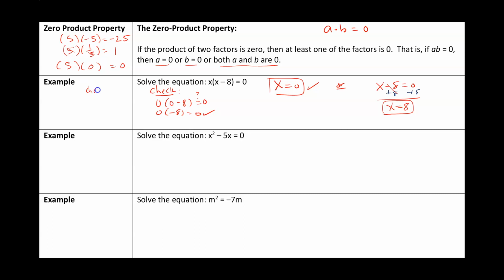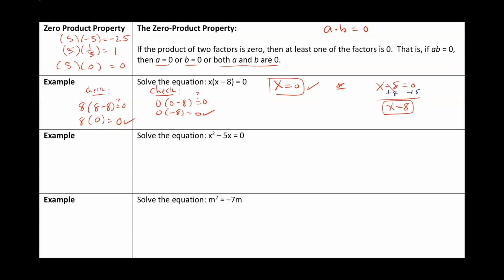Let's check the second one, which is x equal to 8. So if I check that, I have 8 times 8 minus 8, and I want to see, does that equal 0? So 8 minus 8 is 0, and anything times 0 is 0, so that checks out.